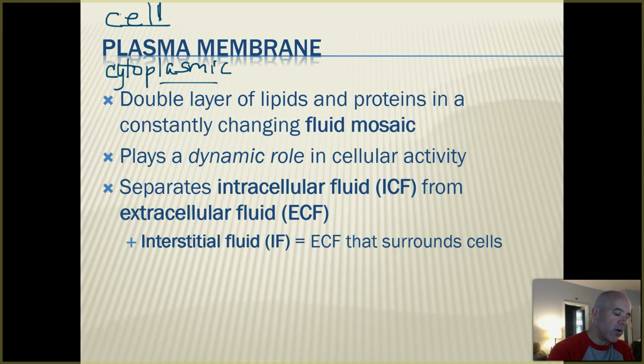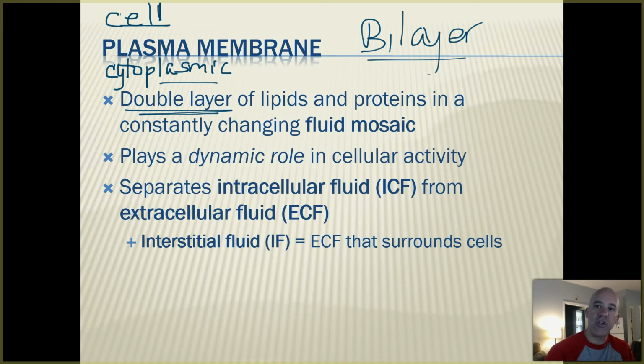All right, what is it built from? It is a double layer, or that's sometimes called a bilayer, or you can think of it as two sheets, almost like two pieces of bread, almost like a sandwich that's put together. And that double layer is built from lipids and proteins. The lipids that are used to make it up are called phospholipids. We heard a little bit about those in Chapter 2.